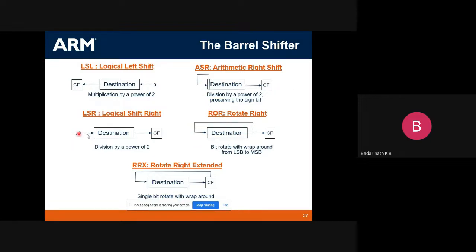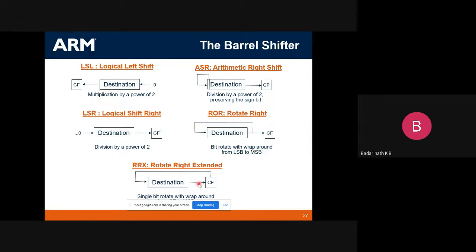You're losing the bits and filling with the zeros. Here you're not losing the bits. You're rotating it. Whatever bit comes out will enter back into the empty position. So this is called rotation. But whenever you're rotating it, the bit which goes out also enters into the carry flag. So the last bit, whatever you're rotating out, will enter into the carry flag. This is called rotate right.